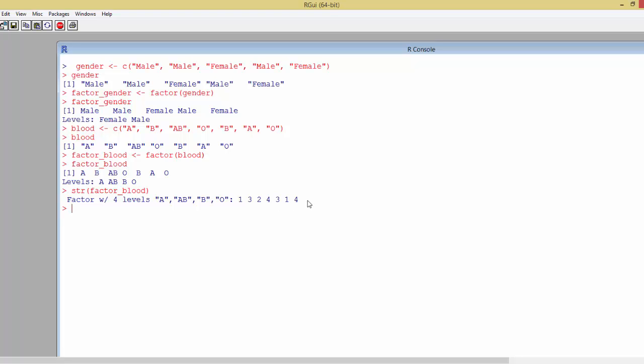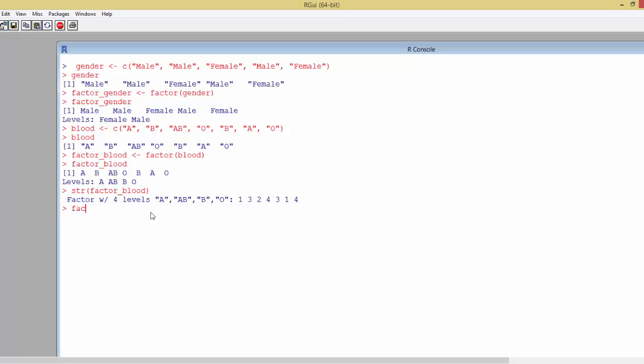So maintaining such structures in the traditional way takes up a lot of memory, and factoring saves a lot of memory for you. So that's a very important thing to remember. Now this is the default way in which the factor has ordered its levels, alphabetically. But you can also order the levels in a different format.